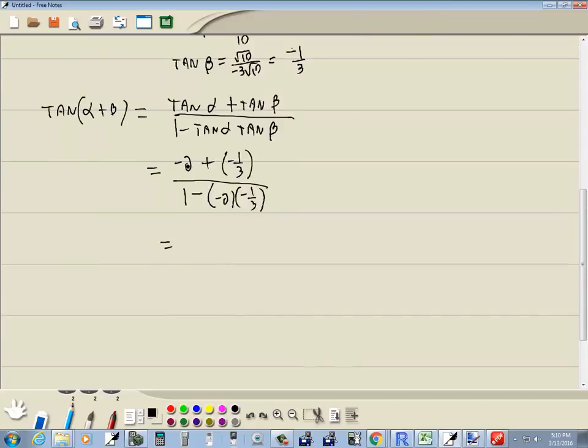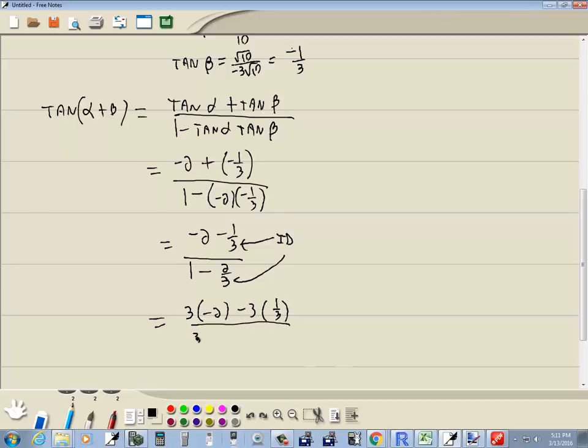Now this is a mixed number, but I'm going to ignore that for the time being. So -2 minus 1/3 over 1, negative becomes positive, and another negative gives you a negative, and 2 times 1/3 is 2/3. Now to simplify this, this is a complex fraction, fraction inside of a fraction. You multiply everything by the LCM of all your inner denominators. When I say inner denominators, I'm talking about these inside fractions. So 3 and 3, the LCM would be 3. So I'll take 3 times -2 minus 3 times 1/3 over 3 times 1 minus 3 times 2/3.